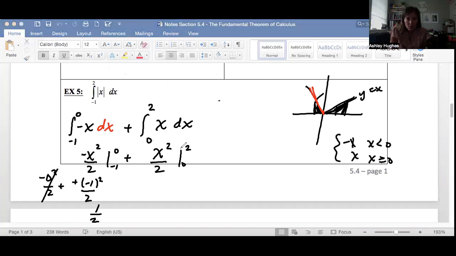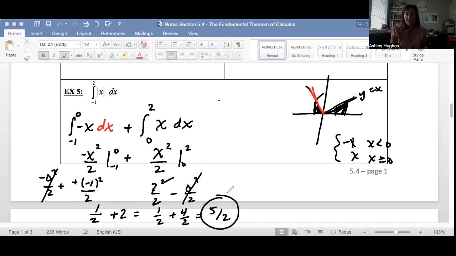So that part's 1/2. Over here, I'm going to plug in 2 squared over 2 minus 0 squared over 2. So I get 2. So I get 1/2 plus 2. So 1/2 plus 4/2, which would give me 5/2, which makes sense. This area is 5/2 because this area would be 1 times 1 divided by 2. So that part is a half. And this area over here is a triangle. 2 times 2 divided by 2 gives you 2. So it makes sense geometrically as well.